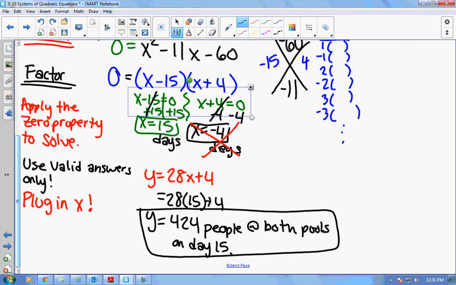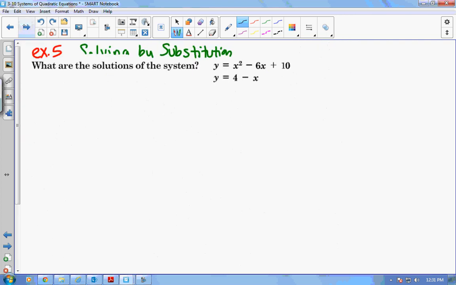Okay, one more example. Now this one will turn into a problem very similar to the last problem we did. So last example, solving by substitution. Solving by substitution. Write it down, please. Put your calculators down. You don't need them right now. Solving by substitution. Write both down. We have a quadratic, y equals x squared minus 6x plus 10, and a linear, y equals 4 minus x.